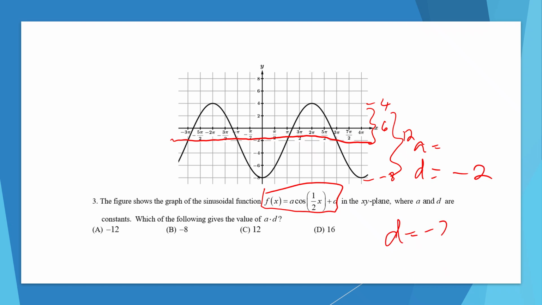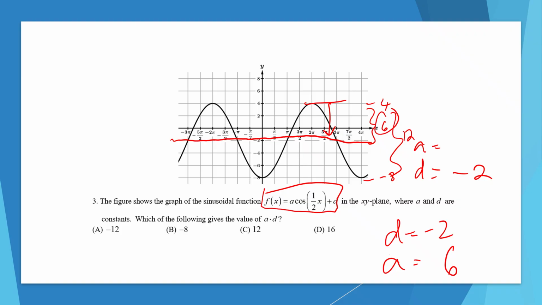So let's mark that to start. Now we just need to figure out our a value. And so our a value is going to be our amplitude, either positive or negative, and that's the key here. Our amplitude is 6. That's the distance from the maximum to the midline. So it's going to be a 6. Now, is it going to be positive or negative?